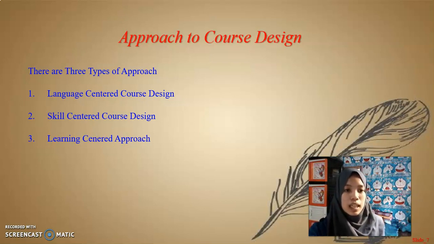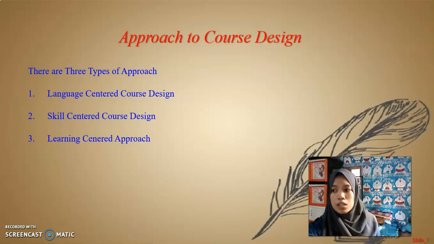And the last is learning-centered approach. It means learning is seen as a process where students use the knowledge or skill they have to understand the new information. And learning is an internal process which is crucial and learners exceeding in knowledge and their abilities and motivation to use it.